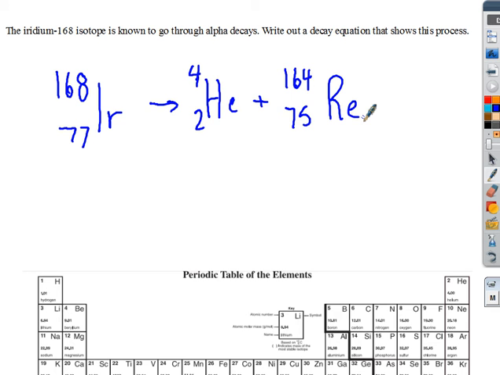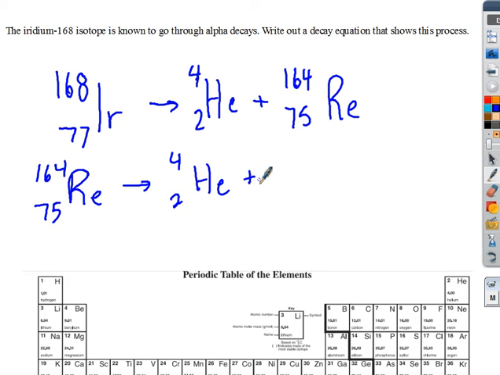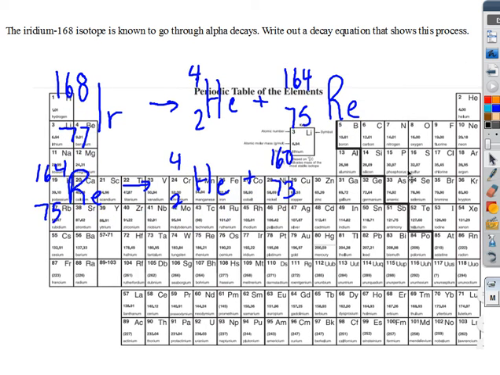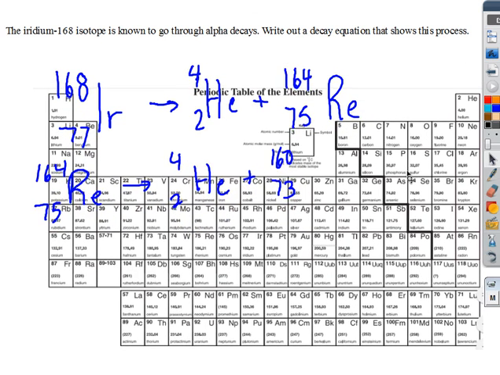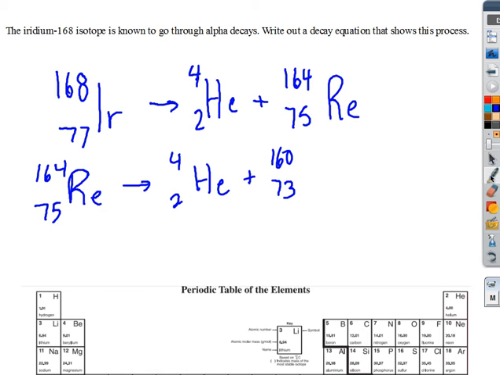Now, possibly rhenium could also undergo another alpha decay. Sometimes these can happen in sequences. If that does happen, again, I'm going to produce an alpha particle here. And I keep going down. So now I'm going to have 160 as my mass number, 73 protons, and 73 protons is Ta. So I can use conservation of nucleons to actually determine the mass number, determine the number of protons present, as long as I know that it's an alpha decay.